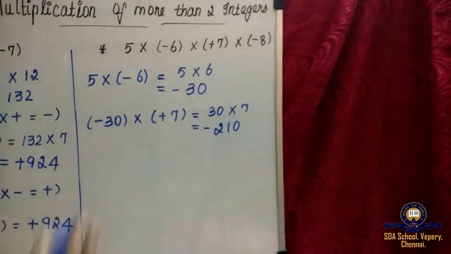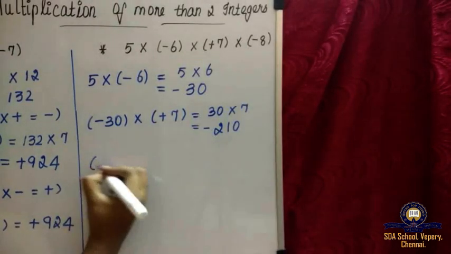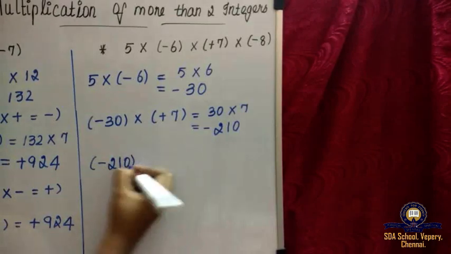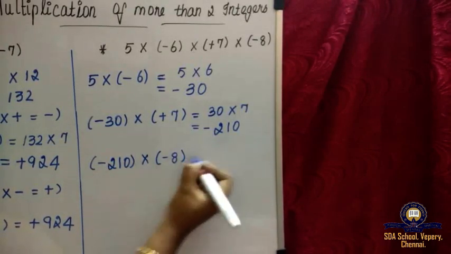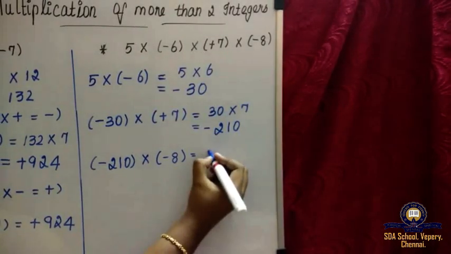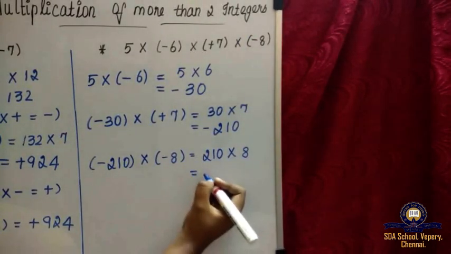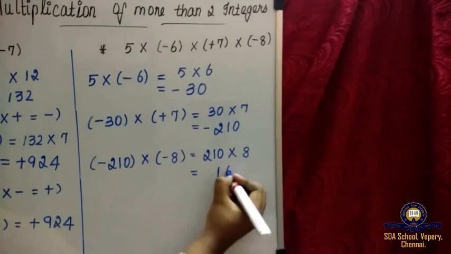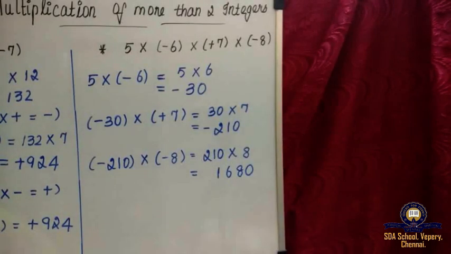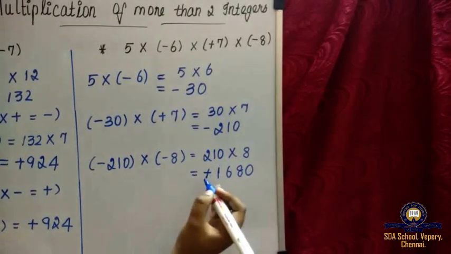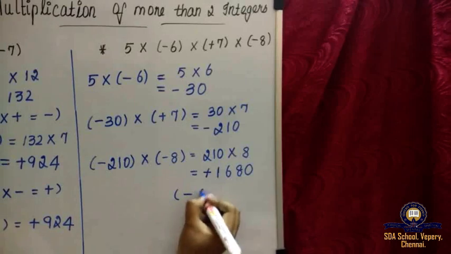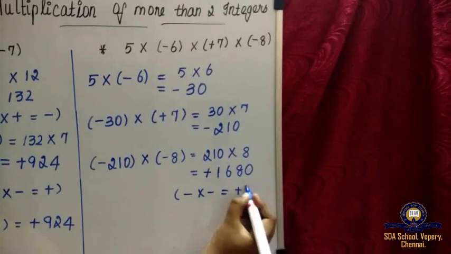Next, with this product we have to multiply it with the fourth integer. So minus 210 into minus 8. The absolute value of minus 210 is 210. The absolute value of minus 8 is 8. 210 into 8 will give you 1680. Both the integers have the same sign. They both have a negative sign. Therefore, the product will be a positive integer. So it is plus 1680. Since minus into minus is equal to plus.